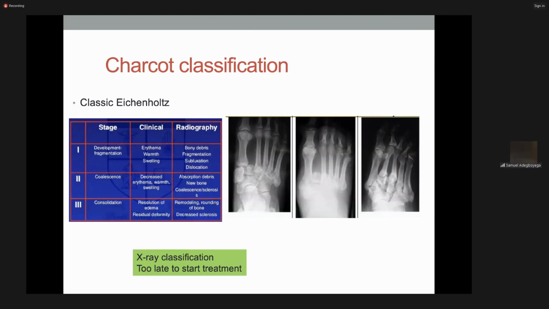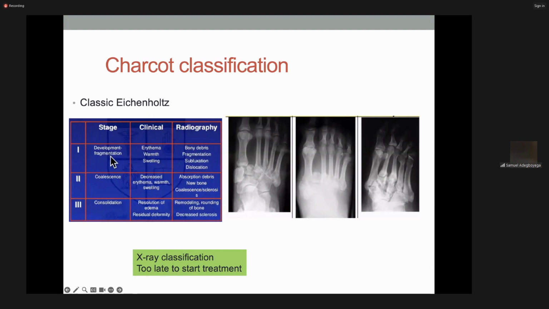Very important. Okay. So let's talk about Anker-Holtz classification. The one that's going to confuse you actually are the names. Stage 1, some people call it developmental, some people call it fragmentation. Okay. Stage 3, some people call it consolidation, some call it remodeling, some call it reconstruction. So you got to just memorize that, know those names, different names like that. Number 2 is very easy, coalescence. That's it. The original Anker-Holtz did not include stage 0. So it includes stage 1, 2, and 3.